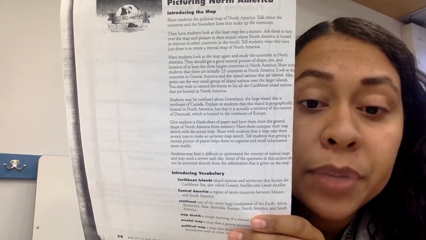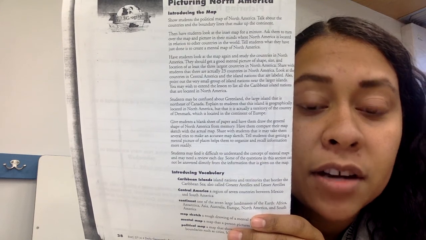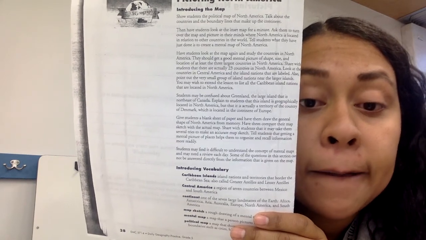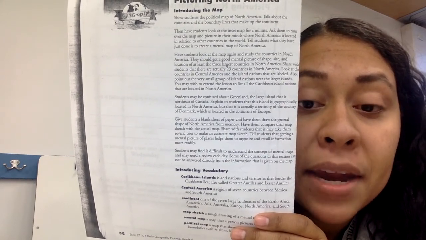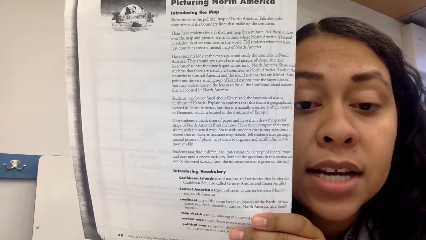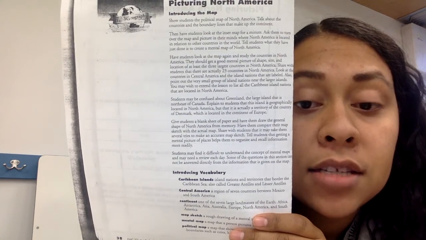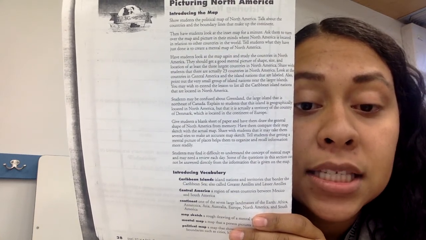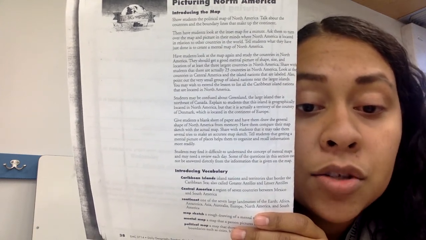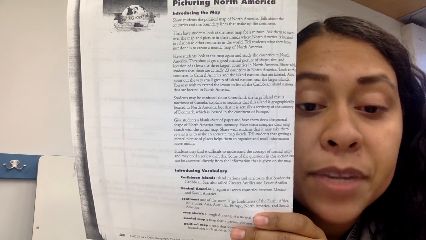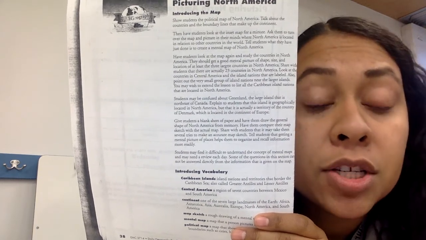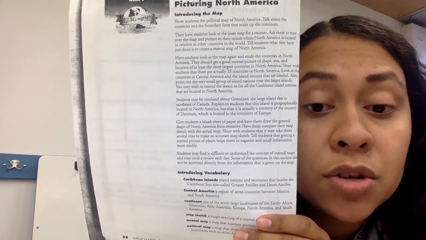Give students a blank sheet of paper and have them draw the general shape of North America from memory. We're not going to have you draw it, but try to picture it in your head. Have them compare their map sketch with the actual map. Share with students that it may take them several tries to make an accurate map sketch. Tell students that getting a mental picture of places helps them to organize and recall information more readily. Students may find it difficult to understand the concept of mental maps and may need a review each day. So make sure you come back and rewatch this video every day as much as you need to.